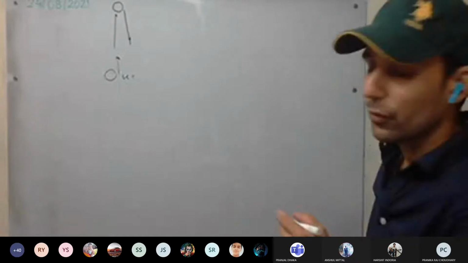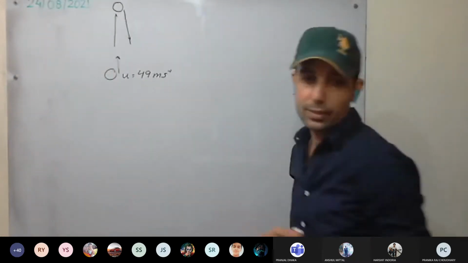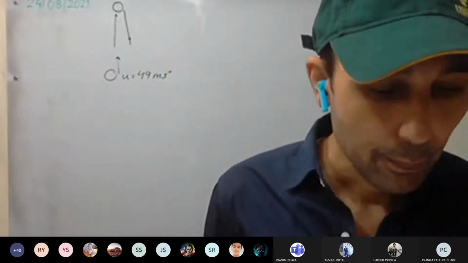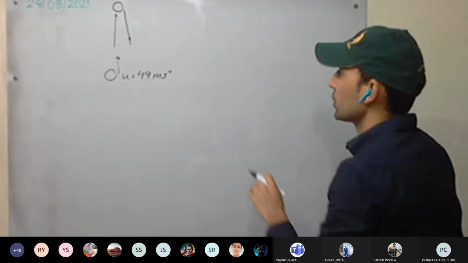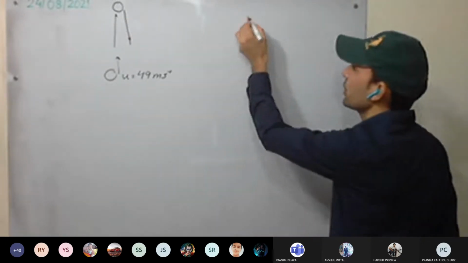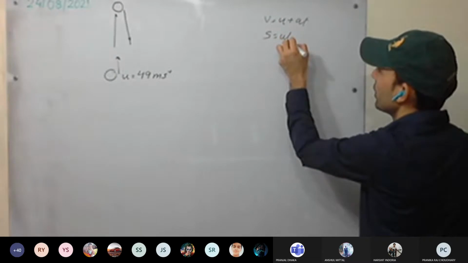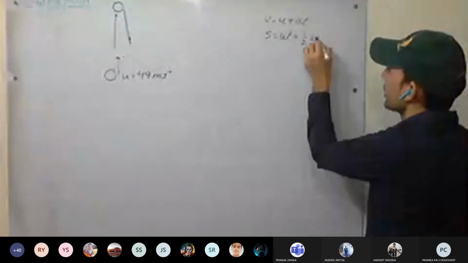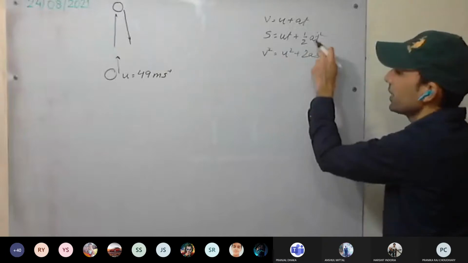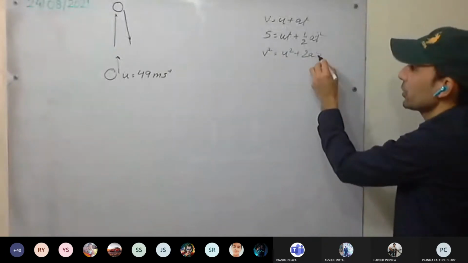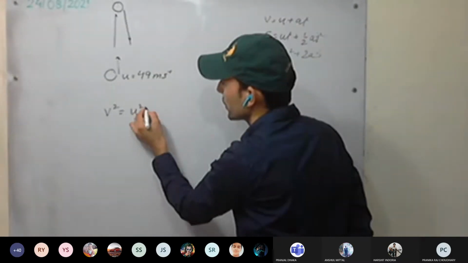So initially it is moving with 49 meter per second. u is given. What we have to calculate? Maximum height attained. So again you have the three formulas: v equal to u plus at, s equal to ut plus half at square, and v square equal to u square plus 2as. See, time is not given, so you can't use the second one. Last two remain, but here we are having one issue.